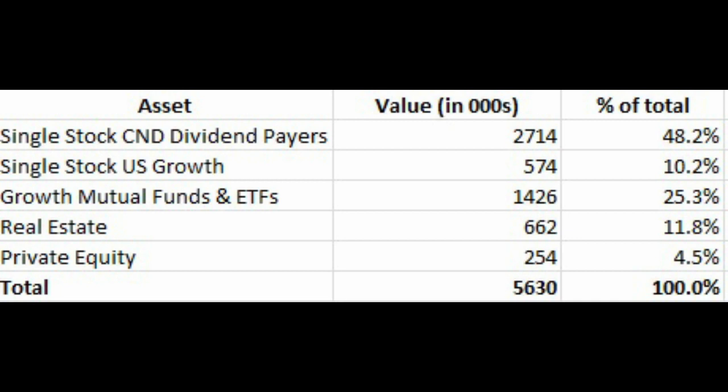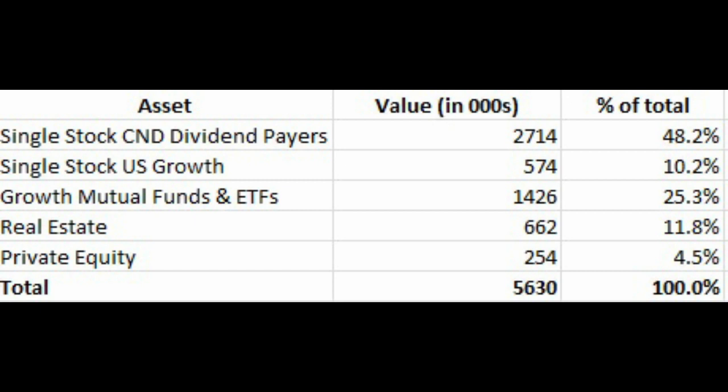Then we have growth mutual funds and exchange traded funds, about 1.4 million and a quarter of the portfolio. So this is where I am targeting the emerging markets, which I would have difficulty researching, and I want expert active management via mutual funds. These are mostly growth, again paying next to no dividends, and so they are tax efficient in my non-registered accounts.